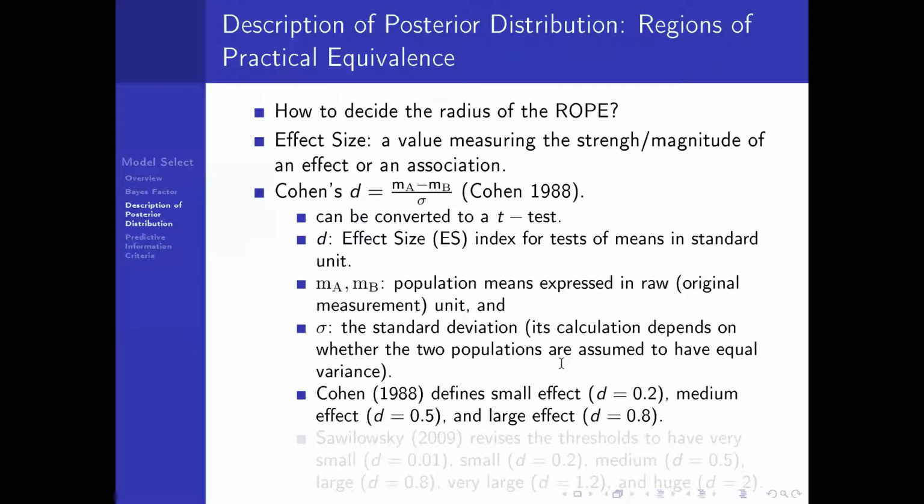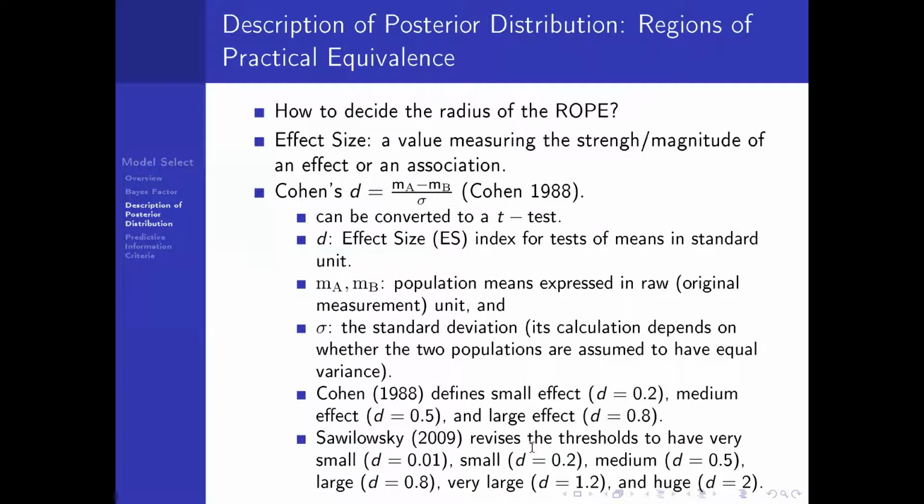for comparing, let's say, in this case, group effect. Okay, group effect. Sawilowsky in 2009 revised thresholds to have a very small effect, d equal to 0.01 threshold, okay? Small effect is set at 0.2, medium effect is set at 0.5, large is 0.8, very large is 1.2, and huge effect is set at 2, okay? Set at 2.